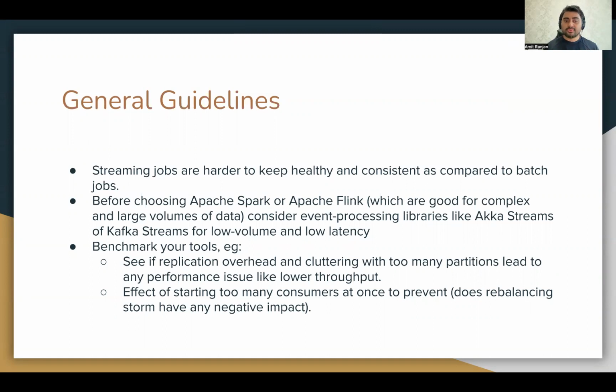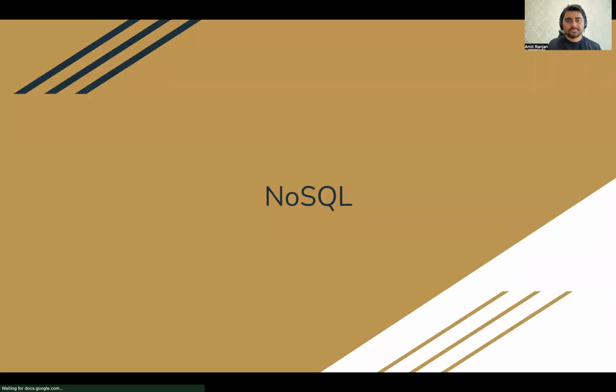Benchmark your tools. For example, if you increase the number of partitions in the Kafka or increase the replication, does it lead to degraded performance? Or if you start too many consumers at the same time, do you get a rebalancing storm? Benchmark all these situations so you are better prepared.